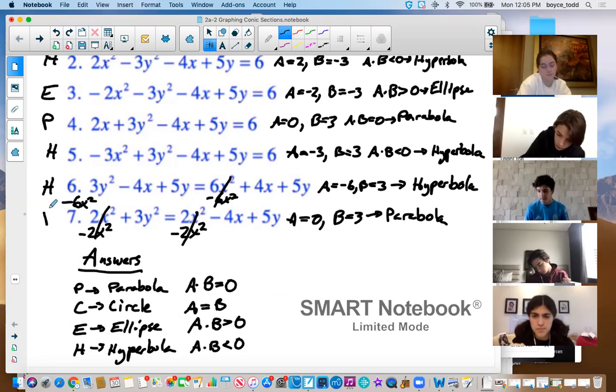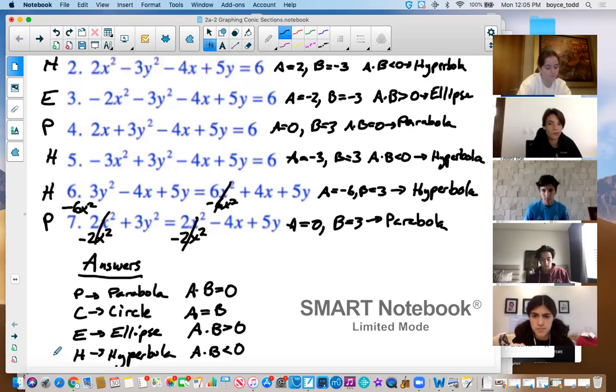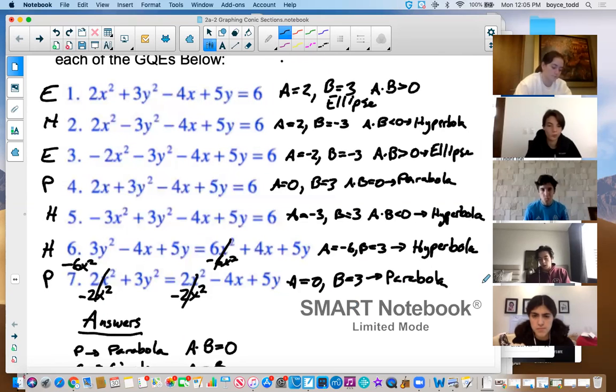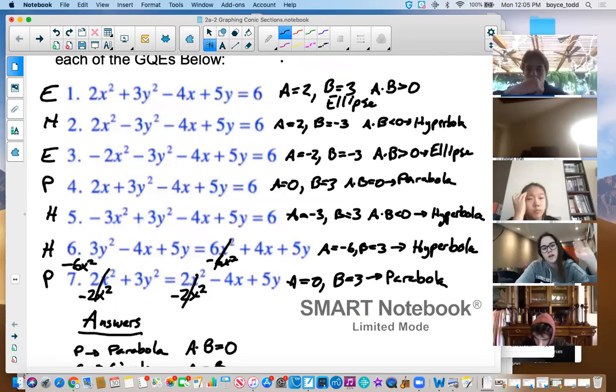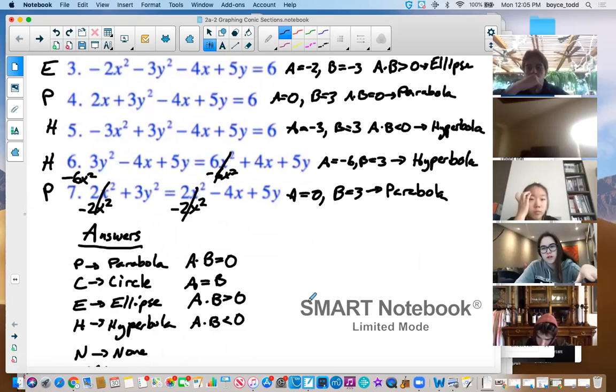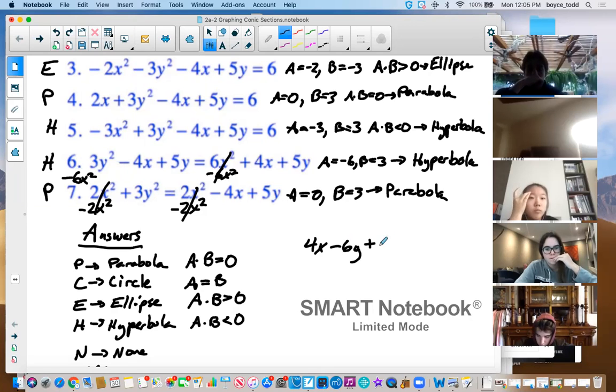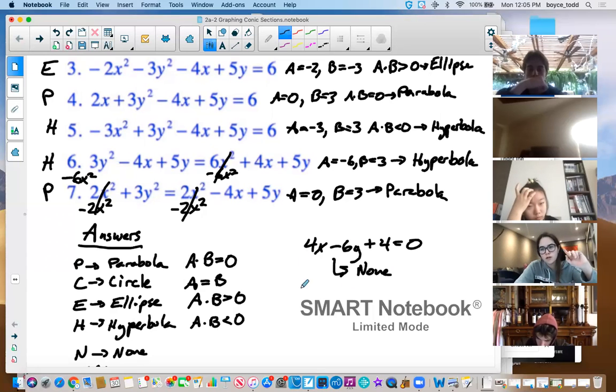Okay. Any questions about how to do that? How to find them algebraically? Sir, would it be no answer if both terms are just like x and y? Yeah, exactly. So if it was 4x minus 6y plus 4 equals 0, this one would be none. But if one of them is squared, then, exactly, right.